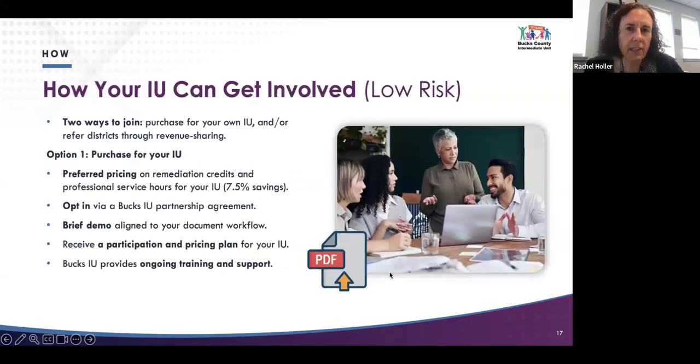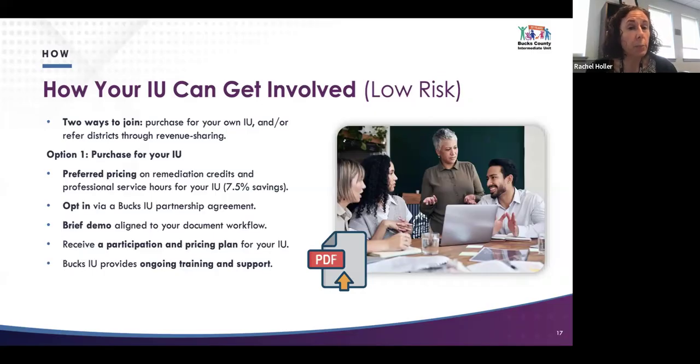What are the next steps? So, there's two ways you can get involved, and you might decide to go with the first way and do a proof of concept first before you move forward. You could do both at the same time. It's really up to your own IU if you're interested in this and it seems like a solution for you.